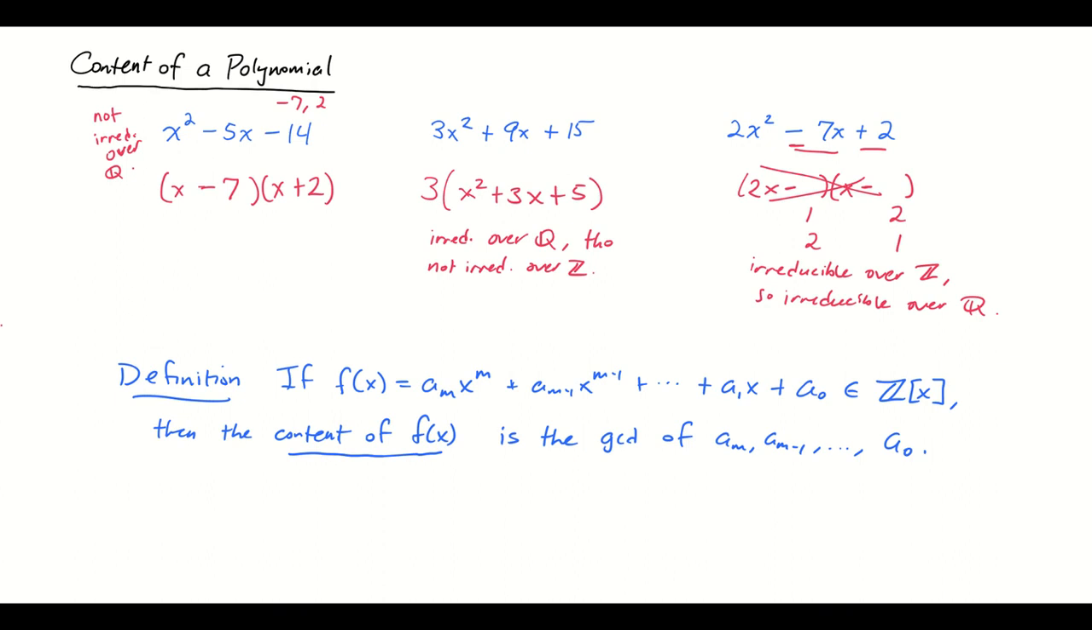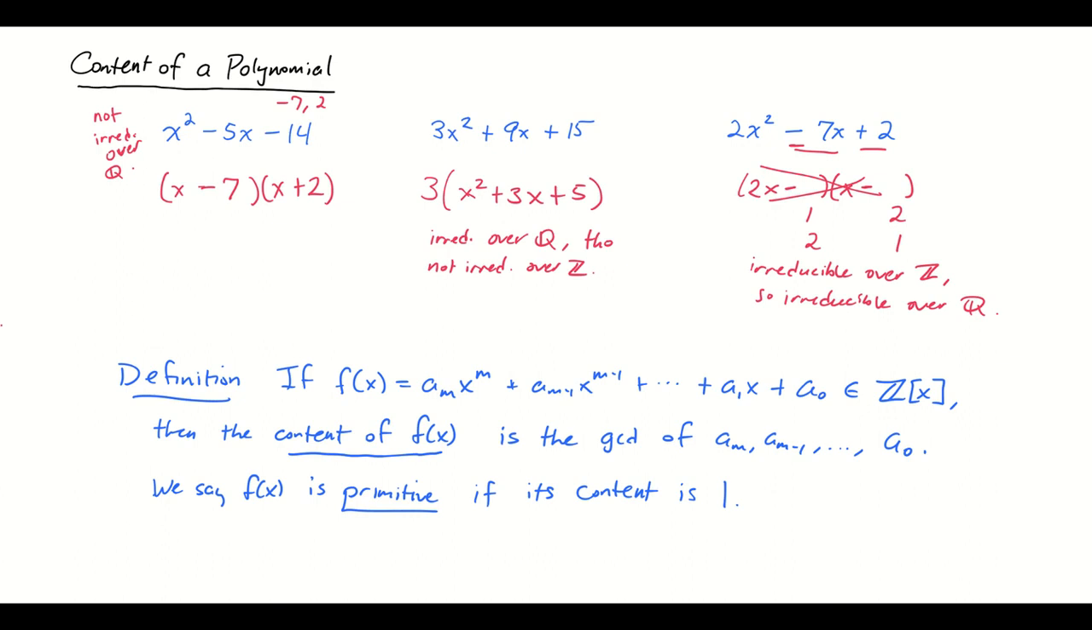And one more definition while we're at it. We say f of x is primitive if its content is 1. So for example, this polynomial is primitive because the GCD of 1, -5, and -14 is 1. And this polynomial is primitive because the GCD of 2, 2, and -7 is 1. Because we're looking for the greatest common divisor of all of the coefficients, and there is no greater divisor that divides everything there. But here the content is 3, because 3 divides each of these, and there is no greater integer which divides all 3 of those. Therefore, this polynomial is not primitive.